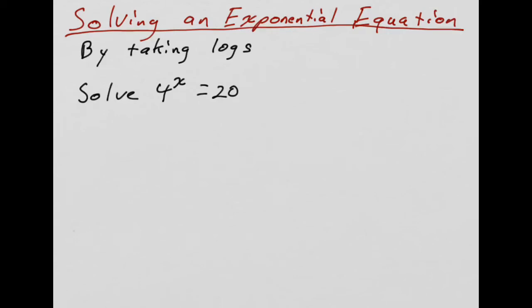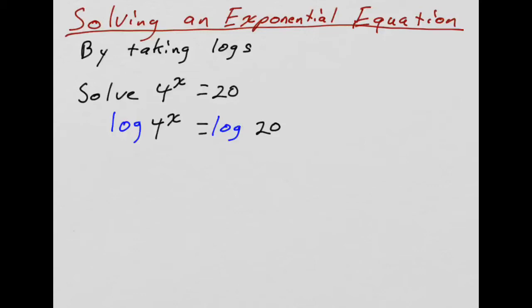Today we're looking at solving an exponential equation, and the method is by taking logs. Our first equation here is solving 4 to the x is equal to 20. If we have a problem like this with an exponential, we can take logs of both sides. So I simply put here log of 4^x equals log of 20. And I'm just using common log, so it's log base 10, right?